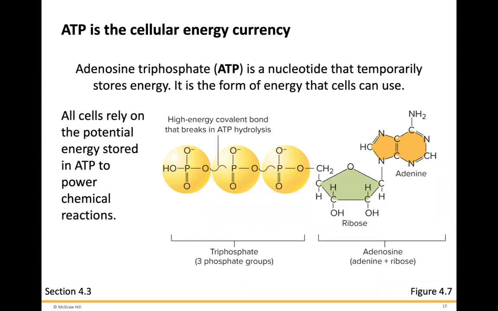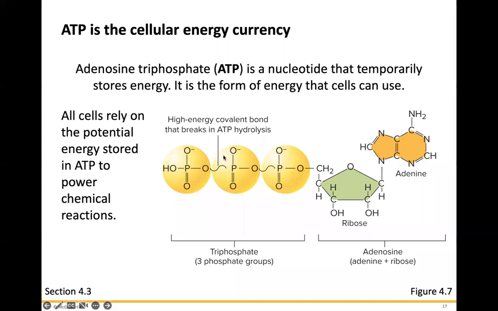Now, what is the main energy currency for a cell? That would be ATP. ATP stands for adenosine triphosphate. It is a nucleotide that temporarily stores energy. It is the form of energy that cells can use. All cells rely on the potential energy stored within the ATP to power chemical reactions.